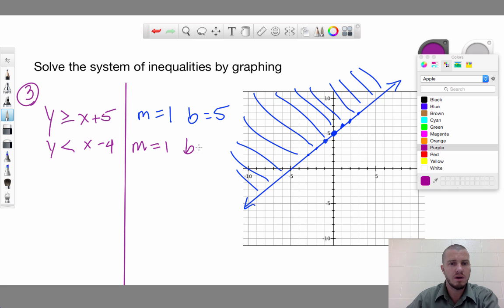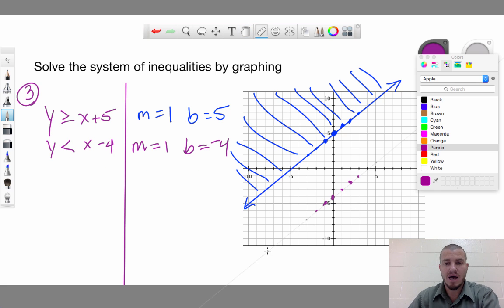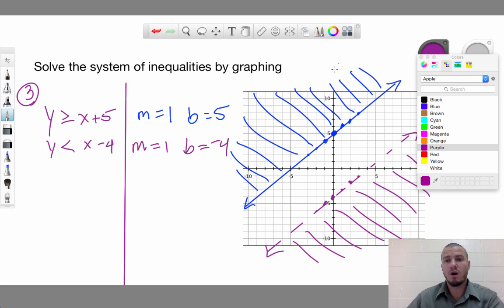m is equal to 1. b is equal to -4. So when I graph my y-intercept at b, slope 1 over 1, down 1, left 1, and grab my ruler. Pay attention, is it solid or dotted? This one is dotted, and this is less than. Again, it's in slope-intercept form. Now, where do they overlap? Well, they don't. This one's going up, this one's going down. They're parallel lines, so they will never intersect. So this one is no solution.